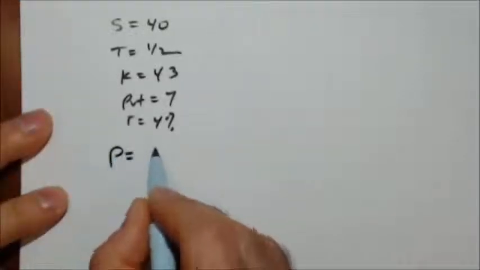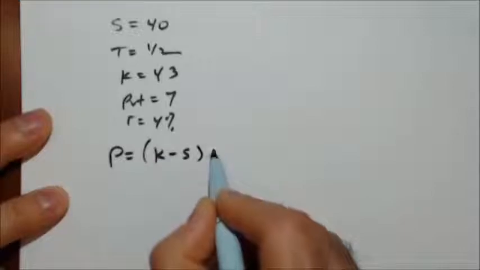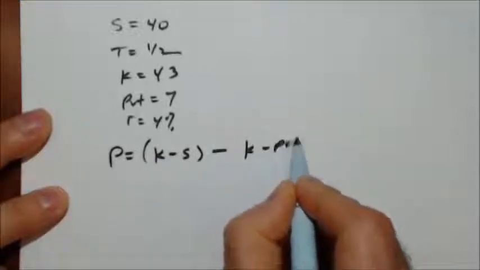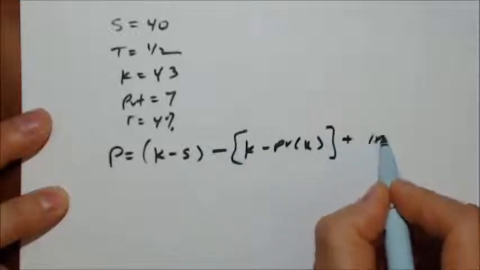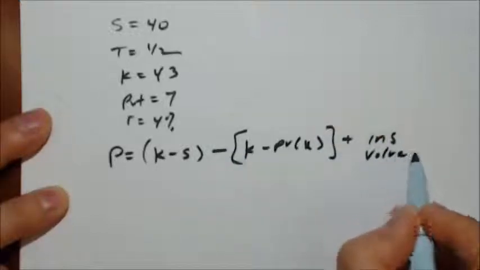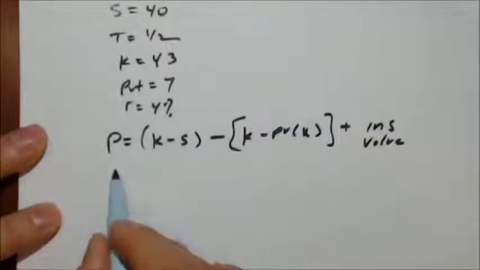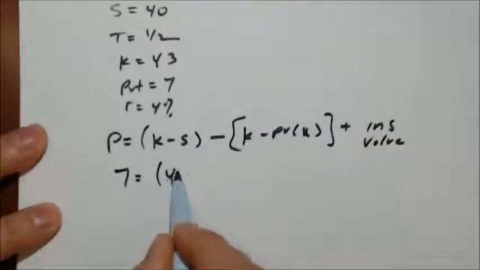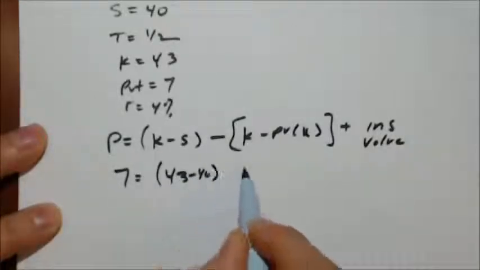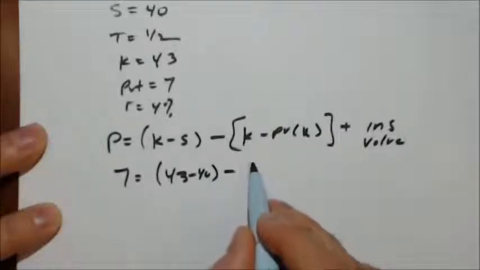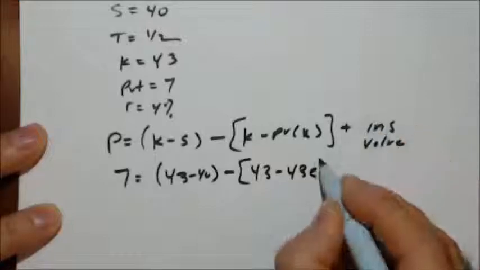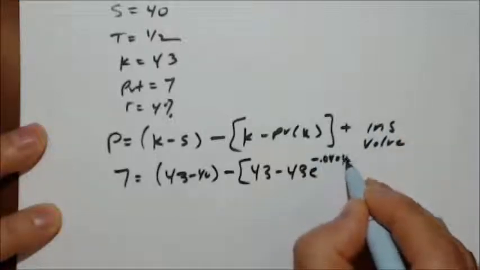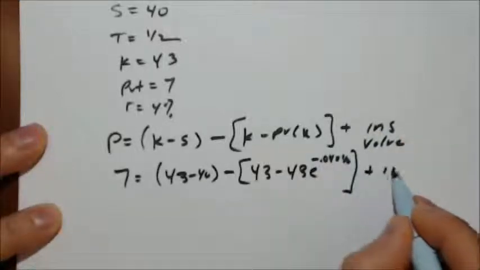So the put equals K minus S, minus K minus the present value of K, plus the insurance value. Okay, that all equals 7. So it's 43 minus 40, minus 43 minus 43e^(-0.04 × 1/2), plus insurance value.